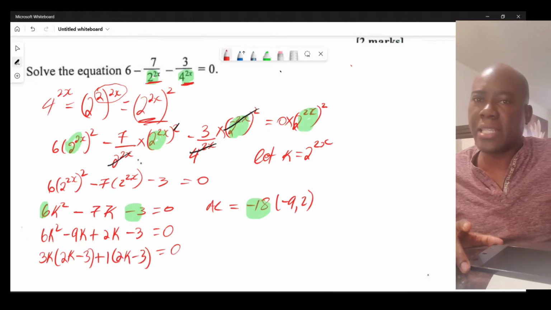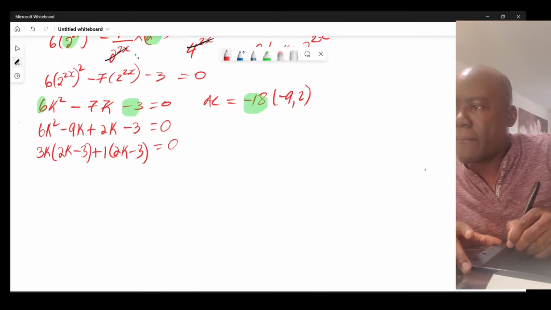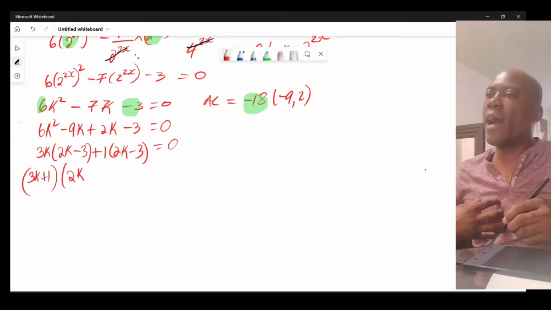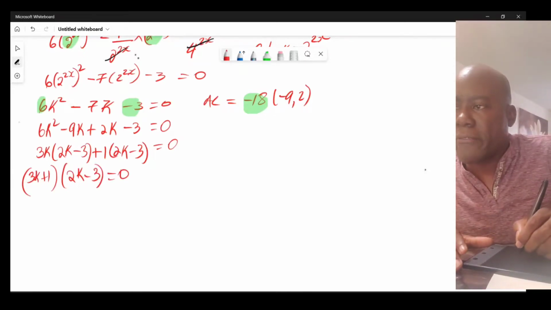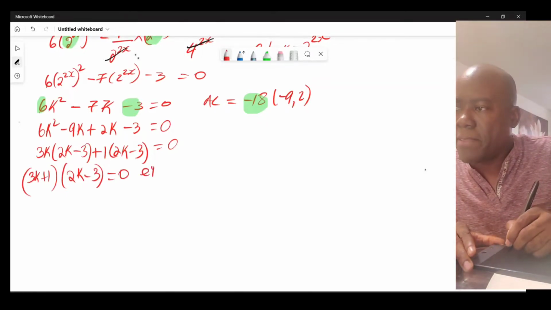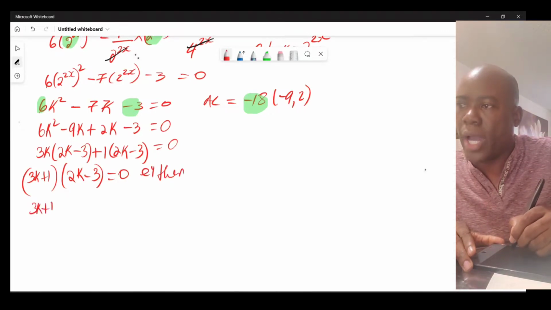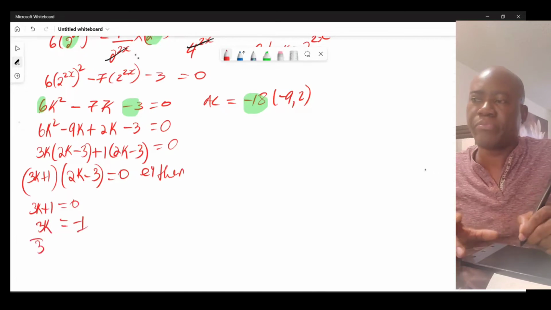All right, let us take stock again. Now I would have 3k plus 1, and then 2k minus 3, and this is equal to 0. So definitely now I have factorized this. Now I want to find values for k. So at this time I could say, either 3k plus 1 equals 0, which means that 3k is equal to negative 1, subtracting 1 from both sides. Then we divide by 3, and k is equal to negative 1/3.